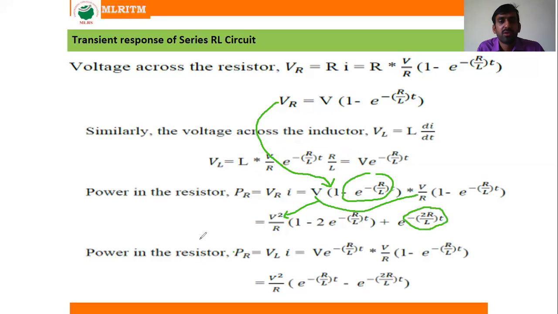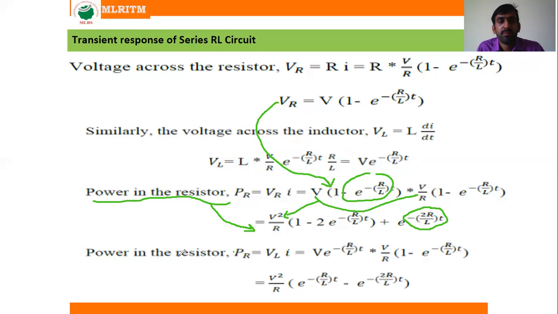So this is going to be the final expression for the power in the resistor, which is nothing but V square by R into 1 minus 2 into e power minus R by L into T plus e power minus 2R by L into T.